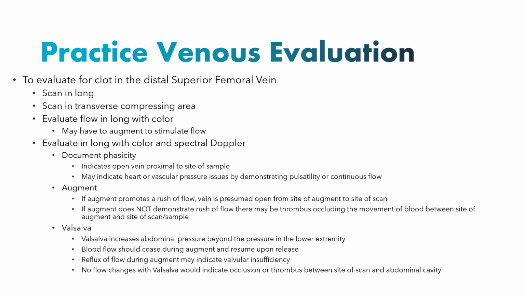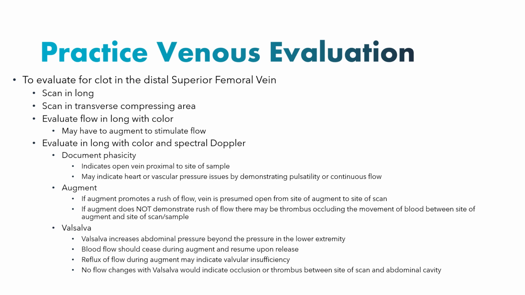At that point, we can go ahead and add our spectral Doppler, and we want 3 steps in our spectral Doppler analysis. First one is we're going to put our gate in there. We don't have to worry about the Doppler angle this time. And if we document good phasicity for that particular vein, then that would indicate that there is normal patent lumen between the site we're scanning and the vessels proximal to that.